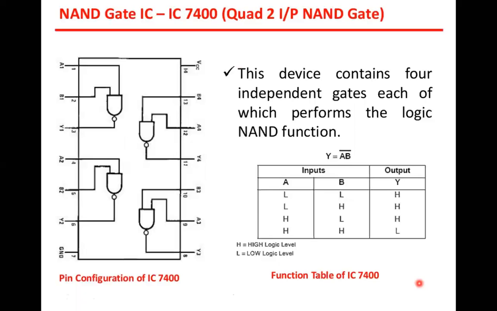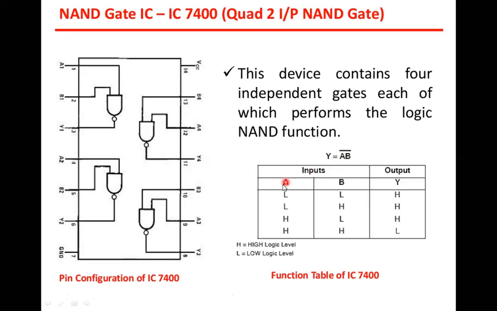There is a readily available IC called 7400. Here again, because you have 2 inputs and 1 output, you will have 4 independent gates, each of which performs the logic NAND function. Same way, this is pin number 1, 2, 3, 4, 5, 6, 7, and again opposite 7 is 8, 9, 10, 11, 12, 13, and 14. So the 7th pin is ground and the 14th pin is plus VCC. So Y is equal to (A dot B) whole bar, we can say that.